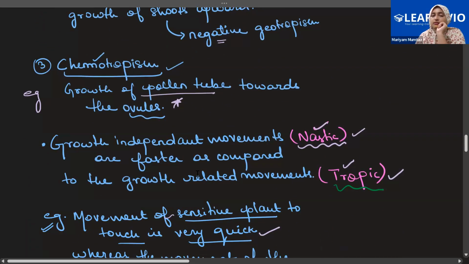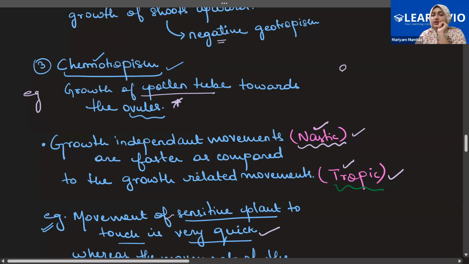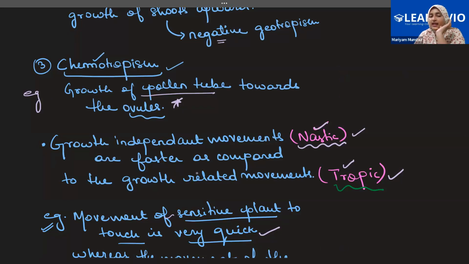Now, chemotropism, the best example for it is the growth of the pollen tube towards the ovules, meaning whenever the pollen tube germinates, it goes to the ovule part, and this entire process happens with the help of certain chemicals. So this is chemotropism. No positive, negative, because here the chemical acts on it and the process starts.